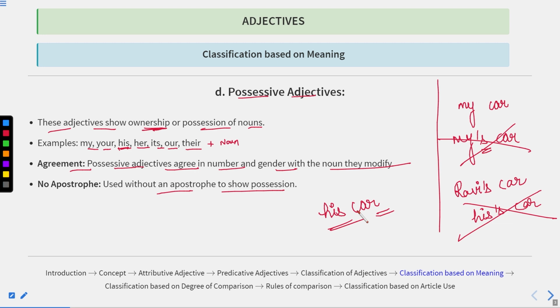So if I say his apostrophe s car, that will be incorrect definitely, because his itself shows the possession of that particular person. So I can say Ravi's car, that is fine. Otherwise, I should say his car. I cannot say his apostrophe s car. That will be incorrect or superfluous, or you can say that does not make any sense.